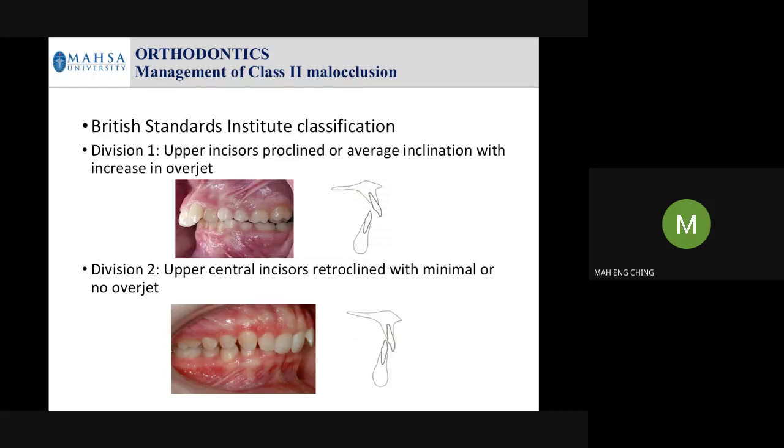Then Class 2 Division 2 means the upper incisors are retroclined, with minimum or no overjet. Usually the upper incisors are retroclined, pushed back. That's why they have a minimal overjet, but they have a deep overbite issue, because the retroclined incisors mean the bite is deeper.